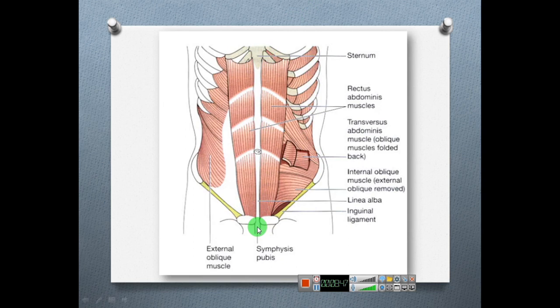The anterior abdominal wall is divided longitudinally by this very strong midline tendinous cord. This we call the linea alba. It extends from the xiphoid process of the sternum to the symphysis pubis, dividing the abdominal wall into two parts.